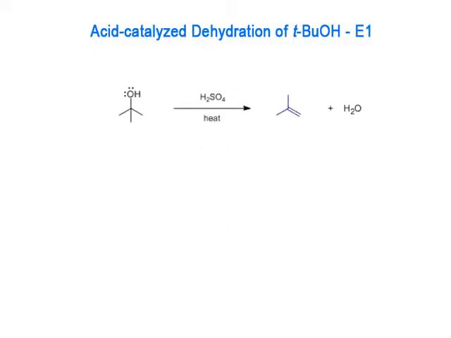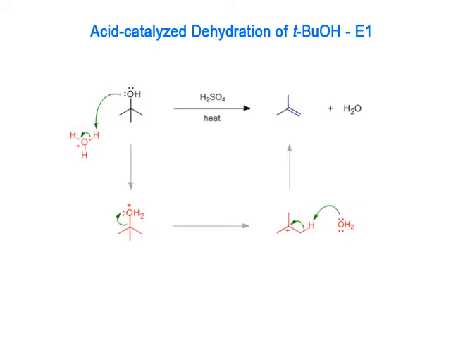When a tertiary or secondary alcohol is heated with an acid such as sulfuric acid or phosphoric acid, an alkene is produced through a mechanism called the E1. We can see here an example in which tertiary butyl alcohol is heated with sulfuric acid to produce 2-methylpropene and a molecule of water.